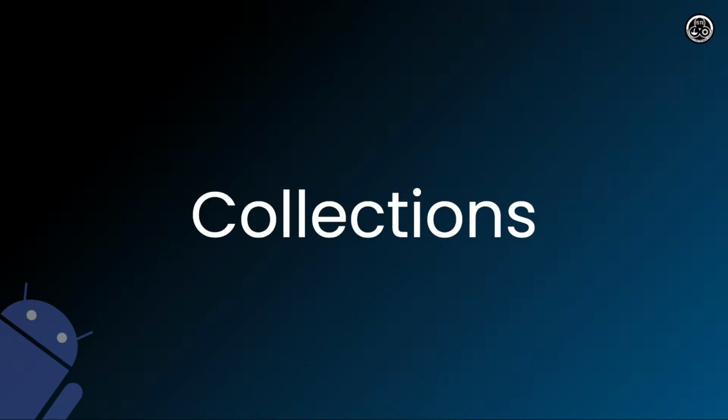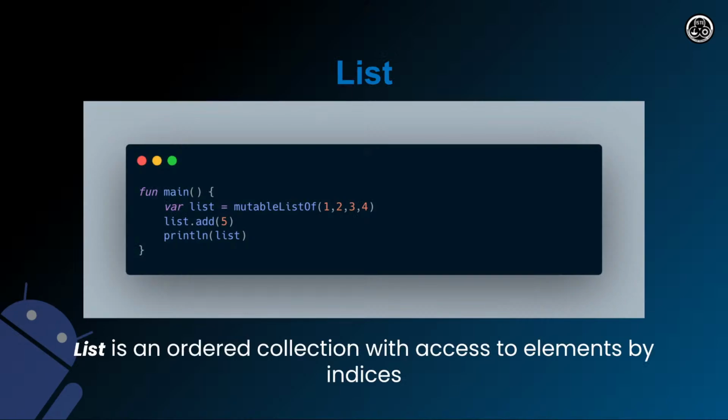So now we have completed the most common special classes of Kotlin, and we will move forward to collections. Let's see our first collection. So the first one is list. A list is an ordered collection of items. Unlike arrays, we can also put items of different data types in the same list.